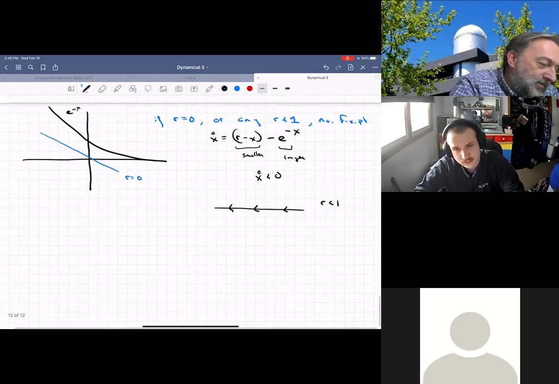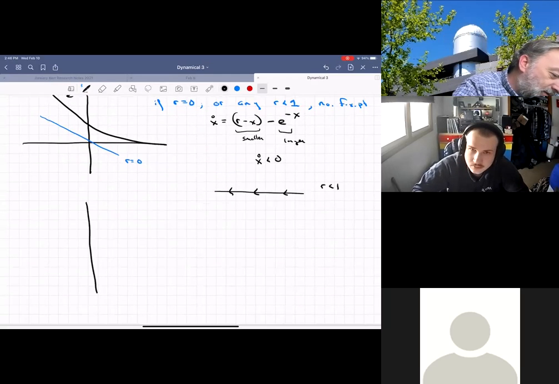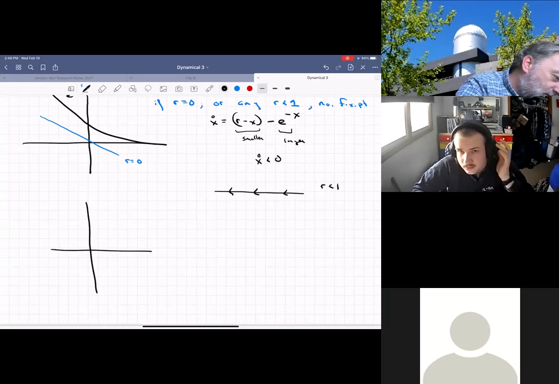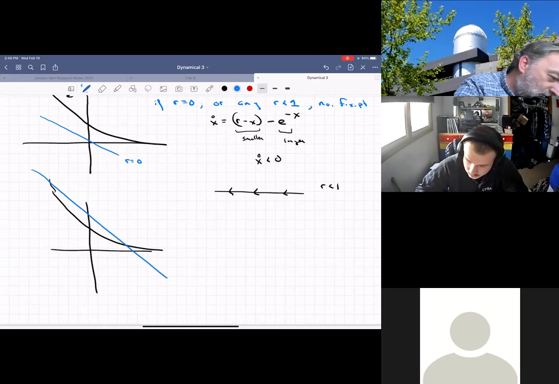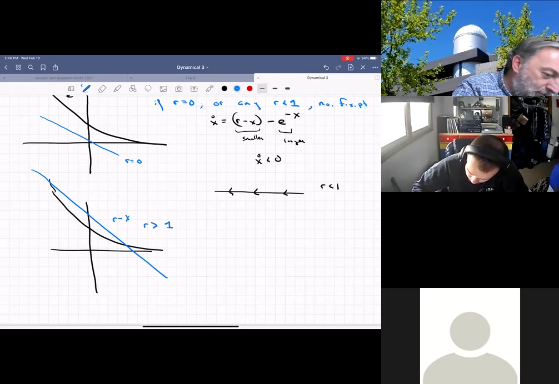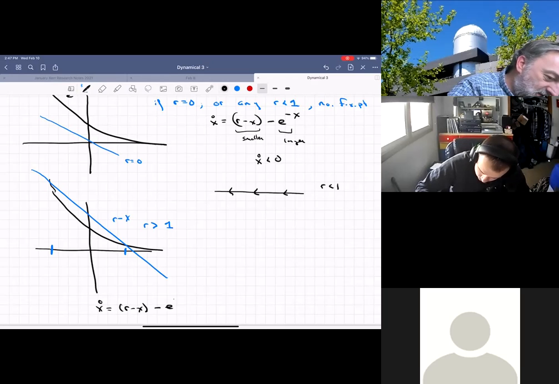Now let me try to draw what would happen if I have, here's my e to the minus x, right? And here's my r minus x. And now here r is more than 1. So that means I've got a fixed point here and I've got a fixed point there. I've got 2 different x values for which they're going to be fixed points. And x dot is r minus x minus e to the minus x.